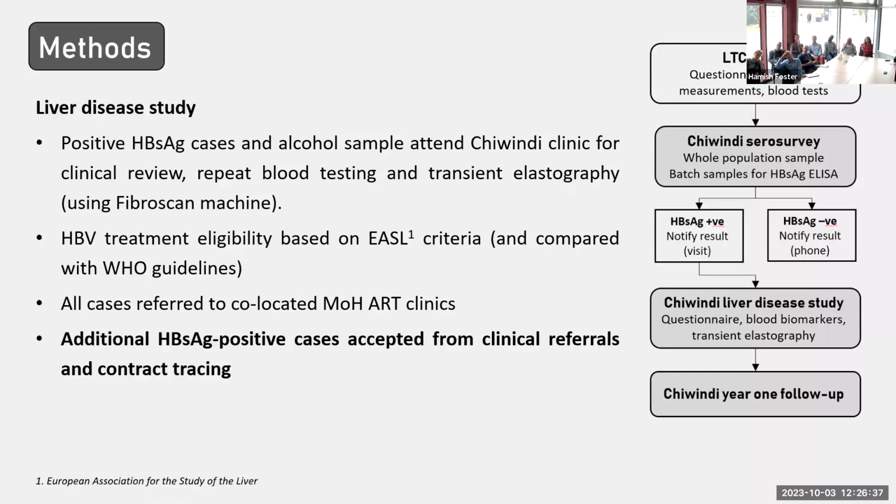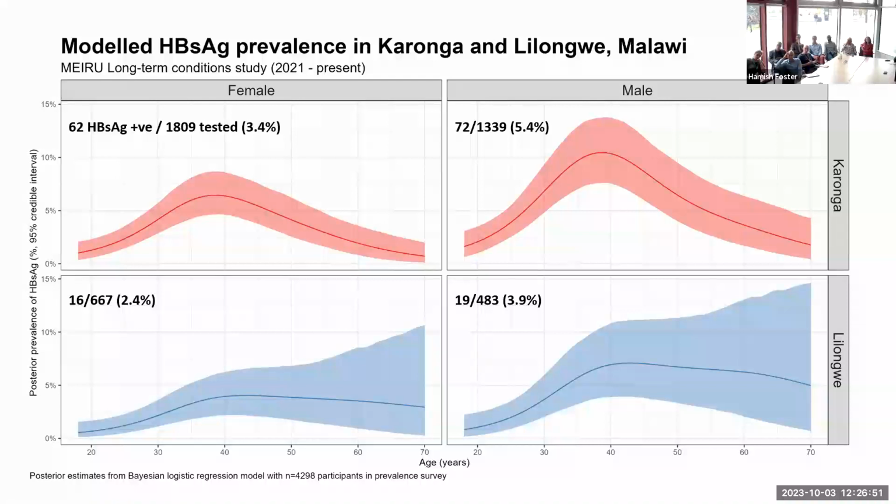We also set up alongside this a contact tracing system. So we managed to find another 30 positive cases just through bringing in household and sexual contacts of cases and testing them as well. Yeah. So I'll just go through a few quick slides with some results, and then I'll just go over a few conclusions from the study.